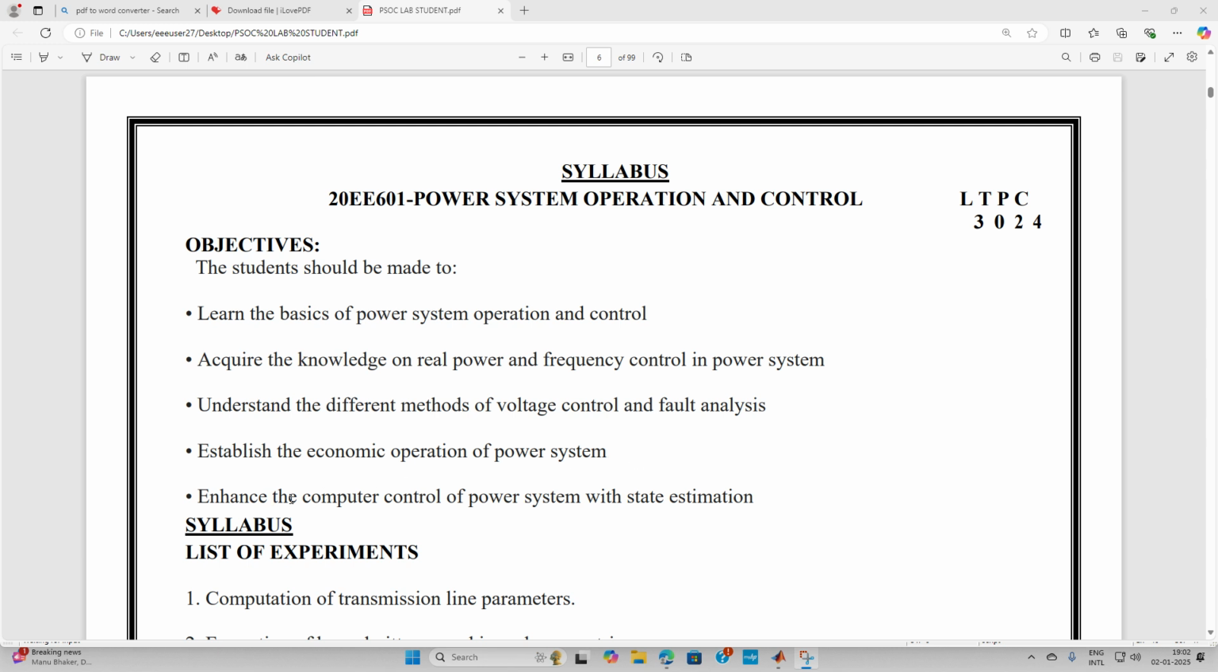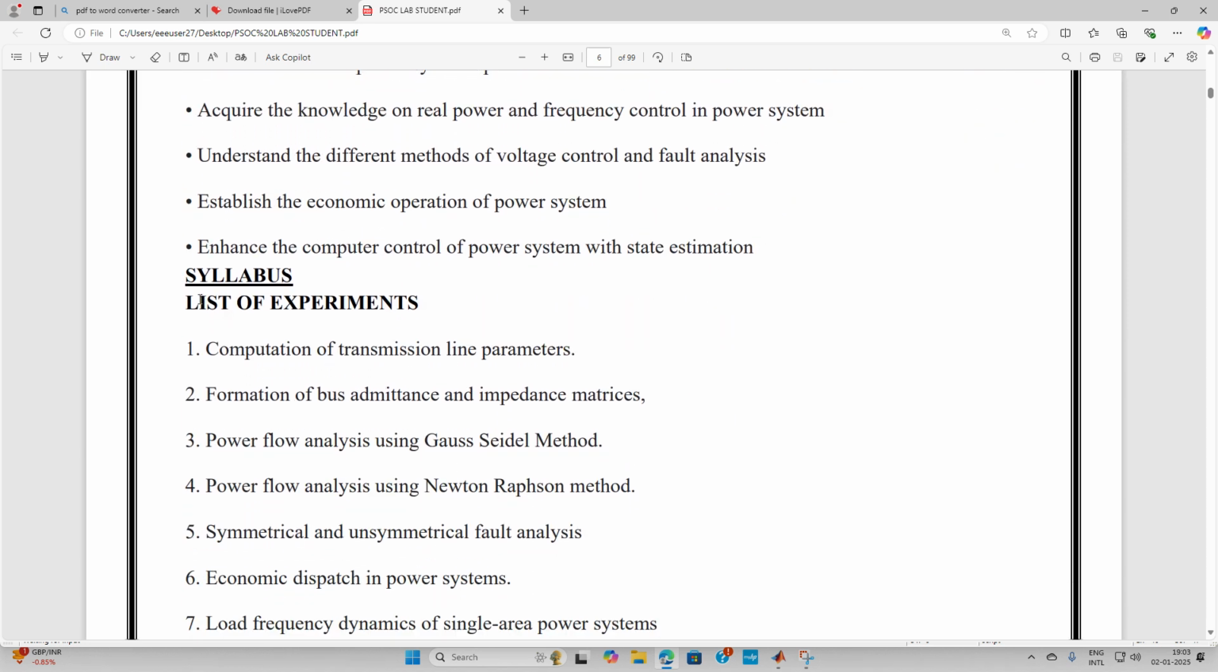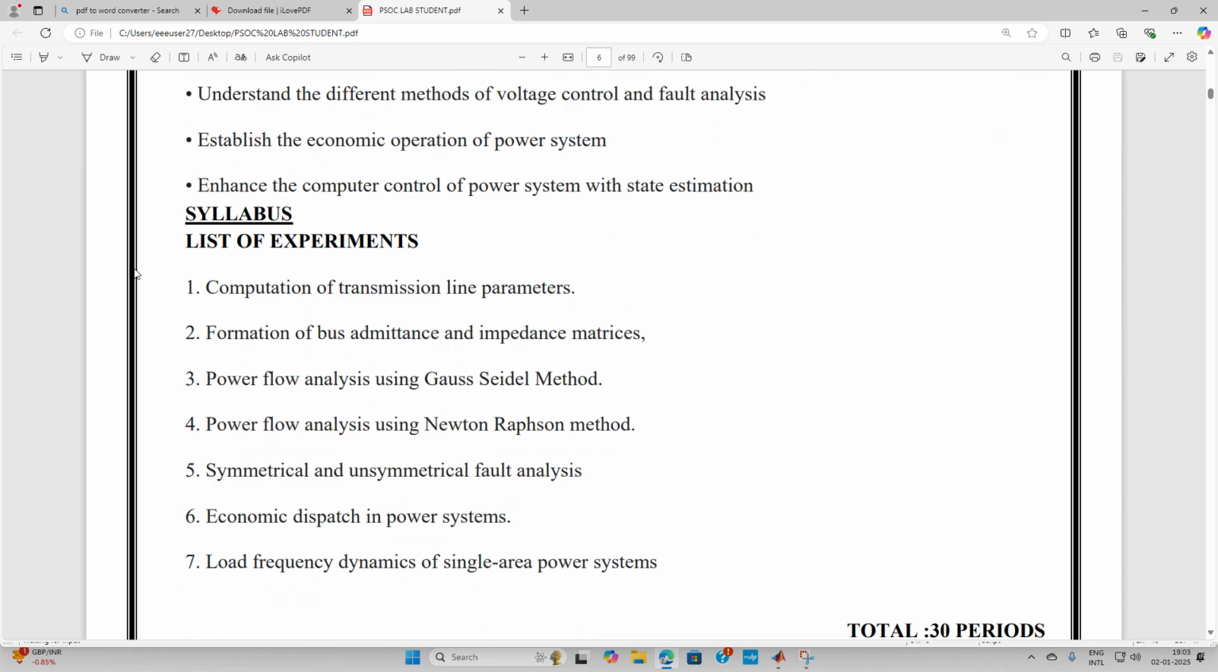Last one: enhance the computer control of power system with state estimation. So we are going to monitor and control the power system by computer. That is called enhancing the computer control of power system with state estimation. These are the list of experiments we are going to do this semester.